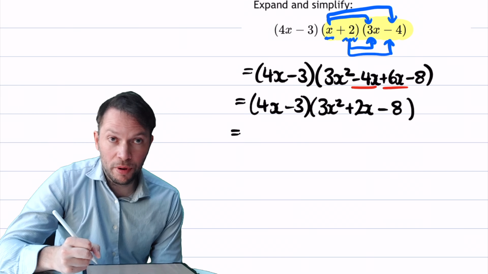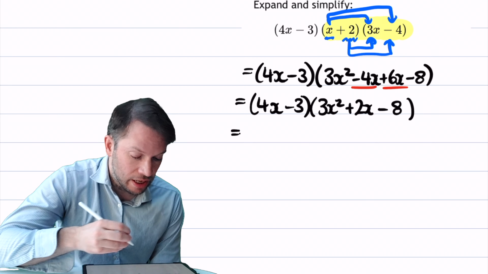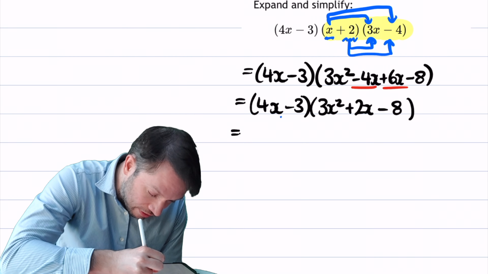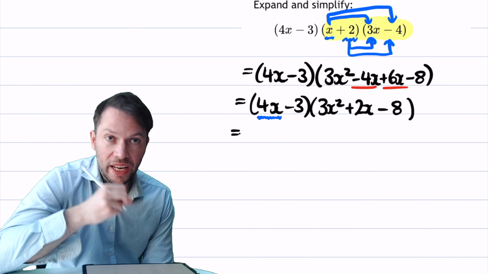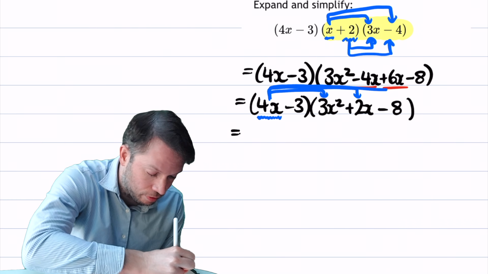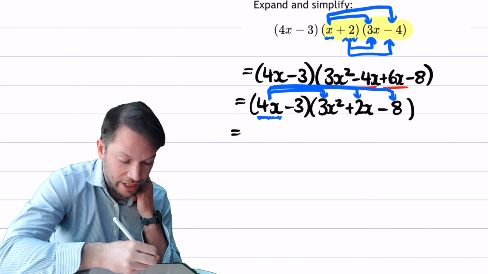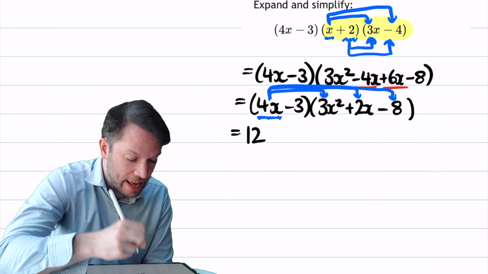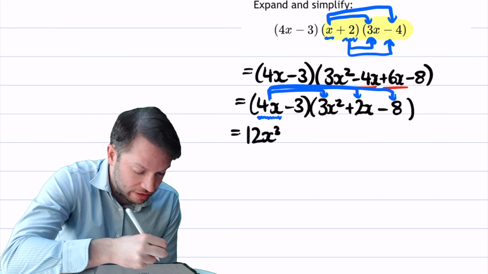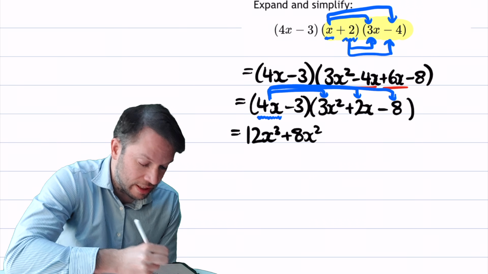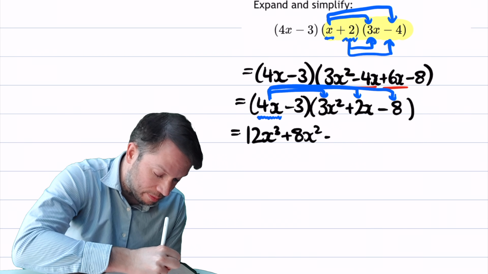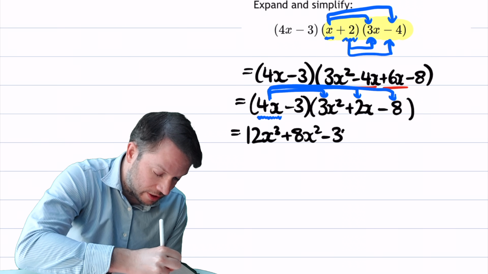And now we can multiply out these 2 brackets. We've only got 2 brackets left. So again, I'm going to do each term in the first bracket multiplied by each term in the second. So let's concentrate on the first term here. I'm going to multiply it by each term in the second bracket like this. So the 4x times 3x squared, the 4x times the 2x, and the 4x times the minus 8. Now 4x times 3x squared, well 4 times 3 is 12, and x times x squared is x cubed. Then we do the 4x times the 2x, which is going to be 8x squared, because x times x is x squared. And the 4x times negative 8 is going to be negative, because it's positive times negative. So it's going to be minus 32x.